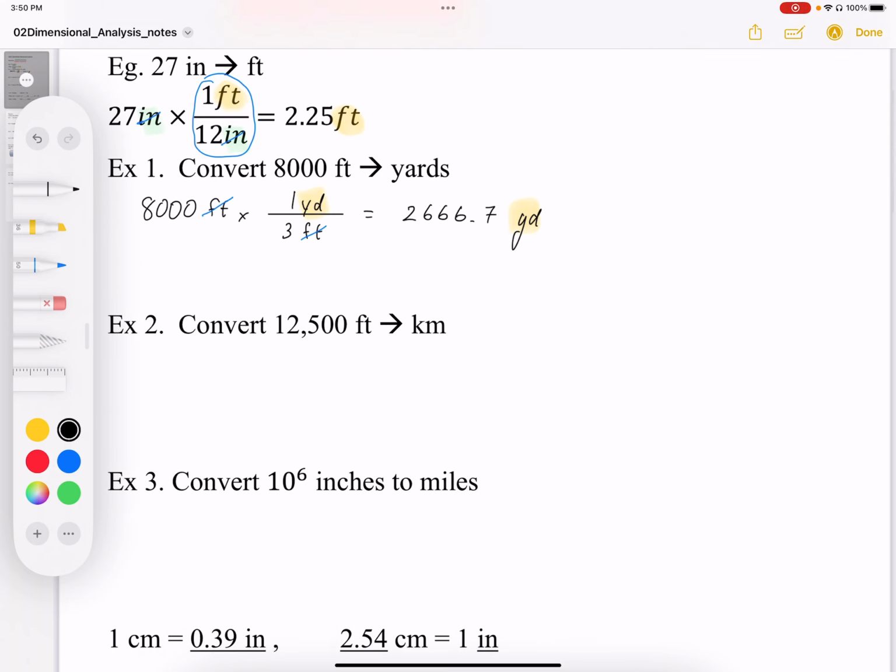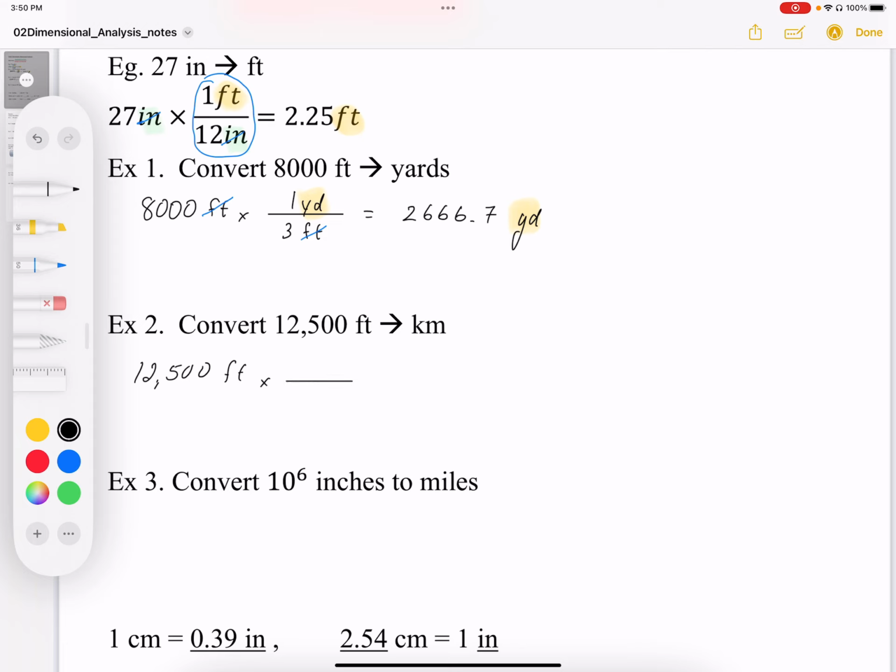To convert feet to kilometers, we need to do a few steps here. So our first step is we need to find how we can connect feet to kilometers. There are different ways to do this, but looking on my sheet, I can convert feet to yards, and then yards to miles, and then miles to kilometers. So that's what I'm going to do. I'm going to start with 12,500 feet, and I'm going to convert that into yards.